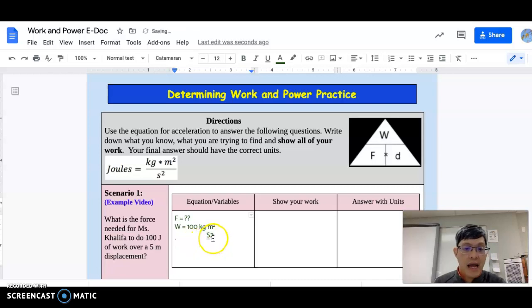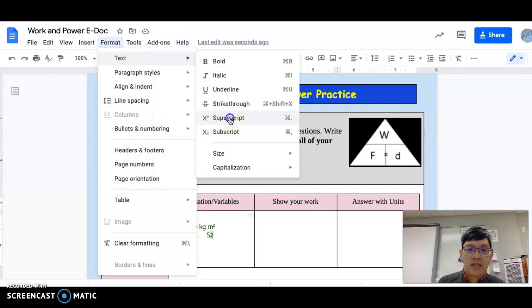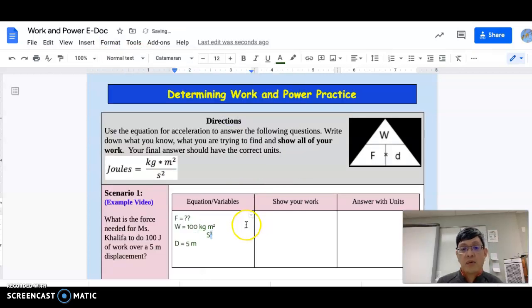Okay, and then last but not least, what do I have? I have the displacement or distance. Displacement is basically the same thing as distance in a straight line, so in this case we assume it's a distance in a straight line, 5 meters. Then we'll go back here and square that by doing format, text, and superscript. Okay, so that's what we know and what we're looking for.